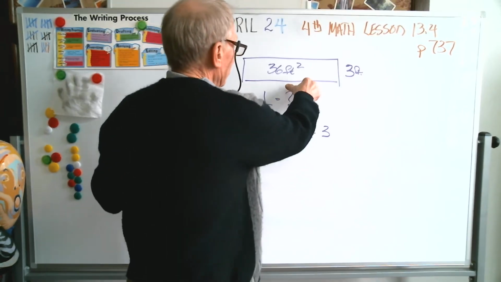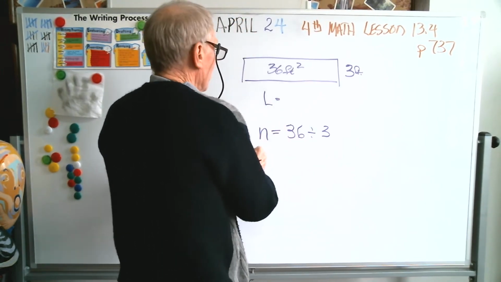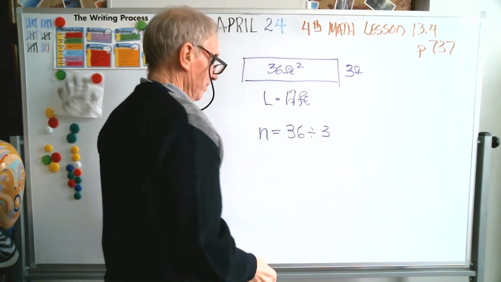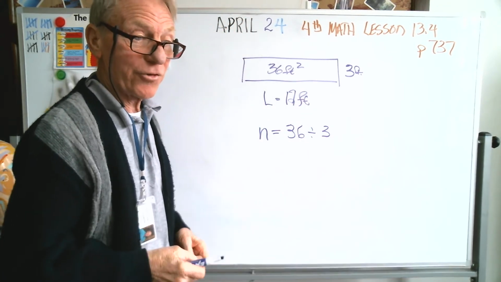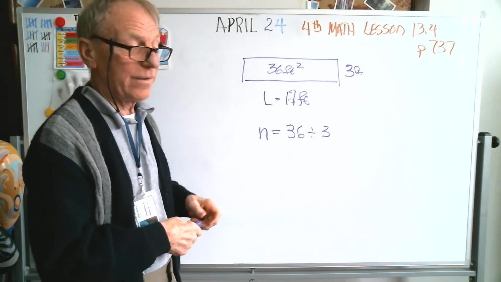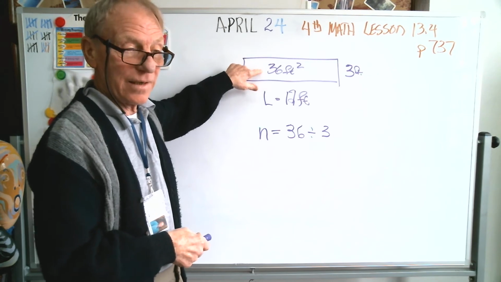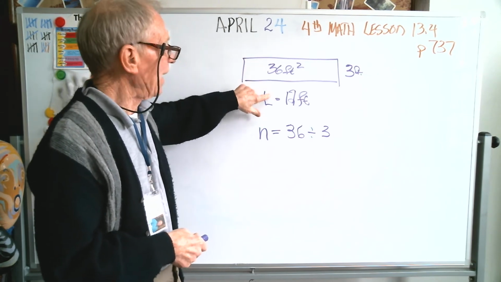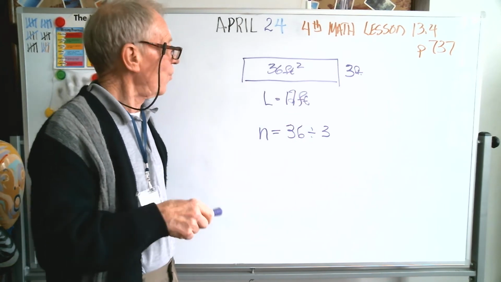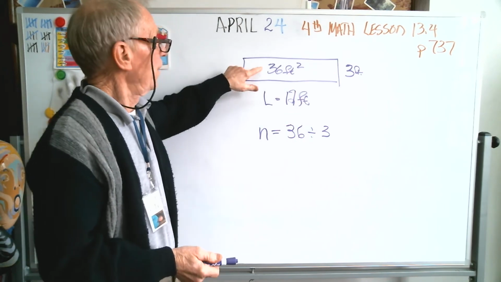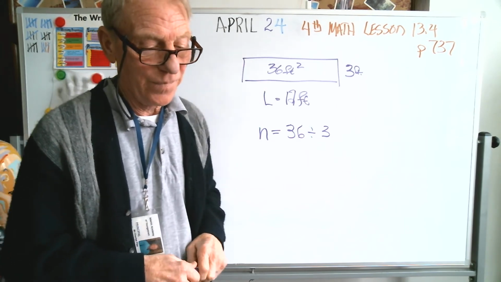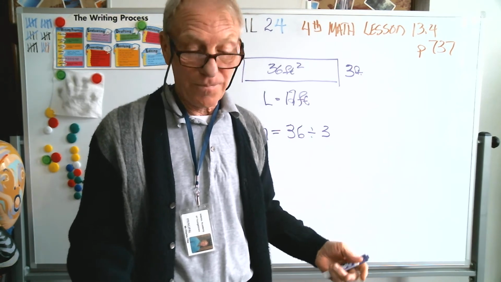So if we determine that our length is 12 feet, how do we check that to make sure we got the right answer? Well, the formula for finding area is length times height. 3 times 12 equals 36 square feet. So you know you got the right answer.